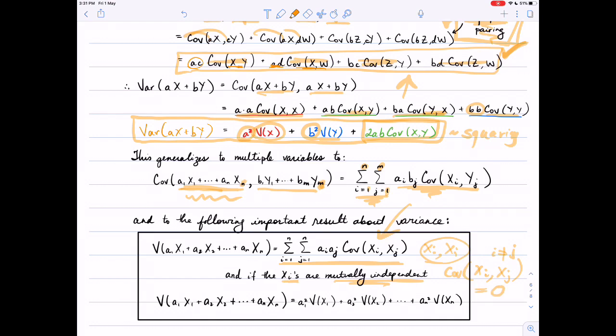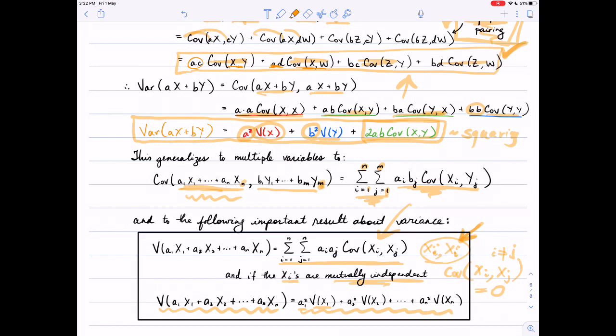So all of these terms, they're called cross terms, when i is not equal to j, they drop out. And all you are left with is the terms when i is equal to j, in other words, the covariance of xi with itself, and that is the variance. So in the very special case that we have independent random variables and we're taking a linear combination, then this is what you get for the variance.